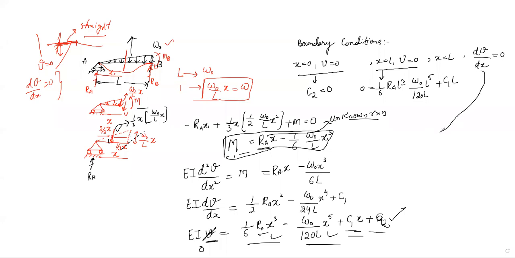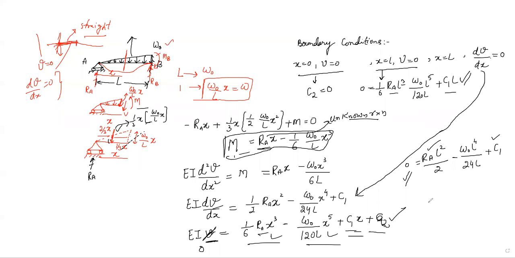And we'll substitute this equation over here in this case, that is dν/dx is equal to 0 at x is equal to L. So from here, what we will get? We'll get 0 is equal to RA L square divided by 2 minus W0 L raised to power 4 divided by 24 plus C1. Now we are having two equations. Both these equations are in terms of RA and C1. We have two equations and two unknowns, so we need to solve these two equations.